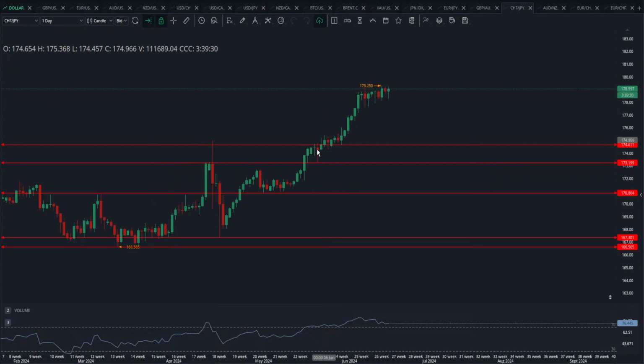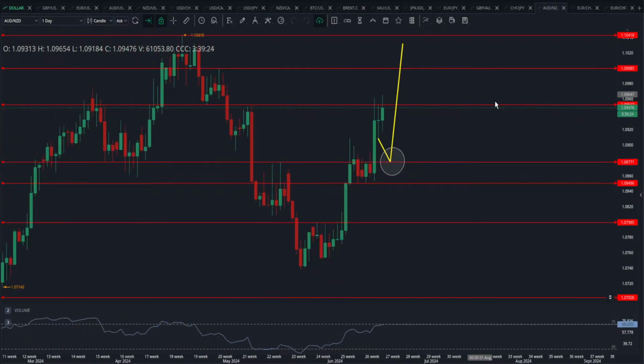CHF JPY, not a very clean uptrend, but yes, the price is trying to go above. AUD New Zealand, yes. So AUD New Zealand first broke higher, then it consolidated, and today it made a higher high. So this is an indication that the prices are headed towards 1.0998.